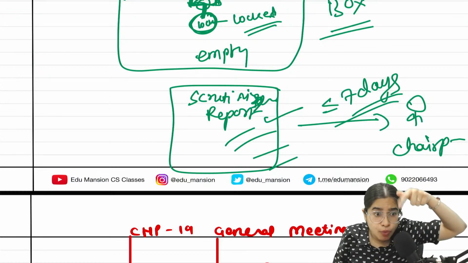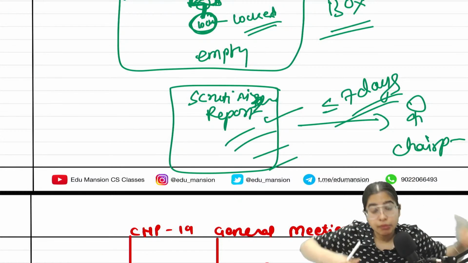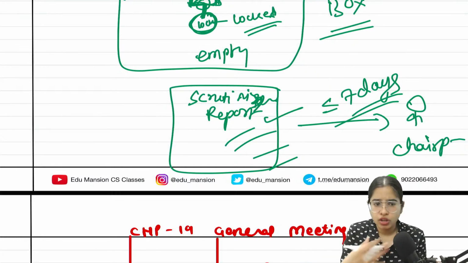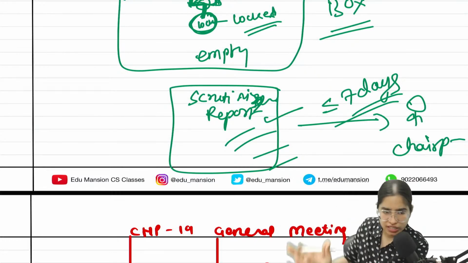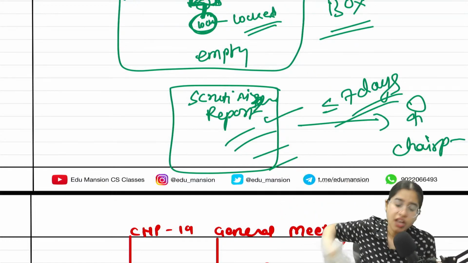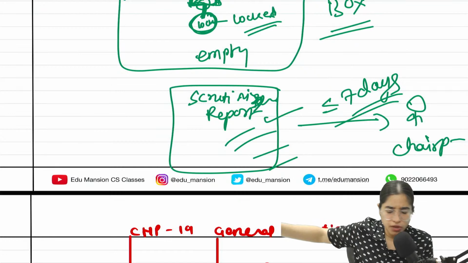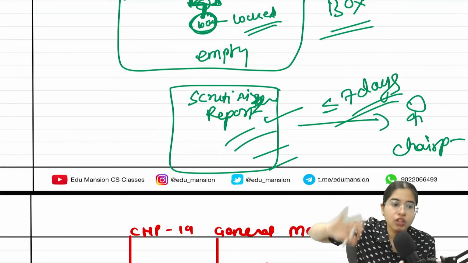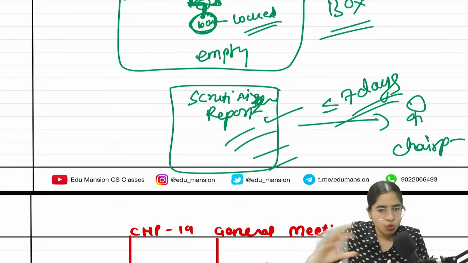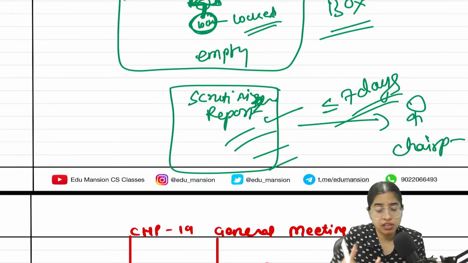However, in case of poll, 7 days are given to submit the scrutinizer's report. The scrutinizer will count all the votes, submit the report within 7 days to the chairperson, and then the chairperson will announce the result of the meeting. The result should be announced on all the notice boards of the company, on the website, everywhere. So this is how voting is done through poll. I hope you are crystal clear with the process of poll.